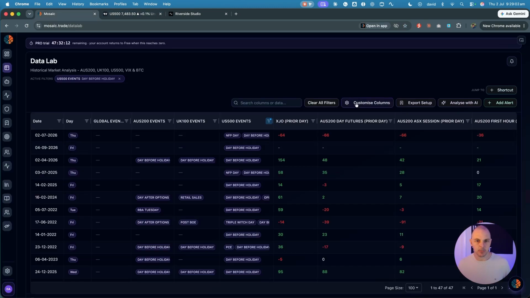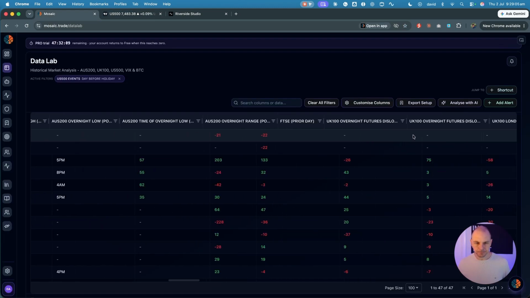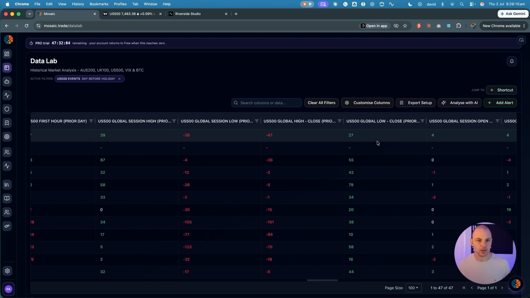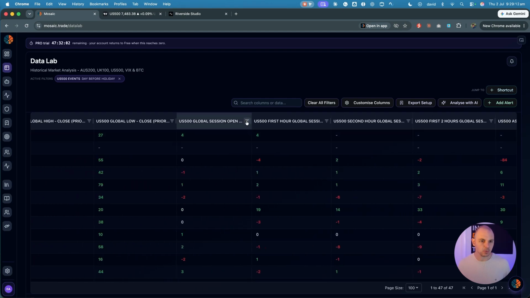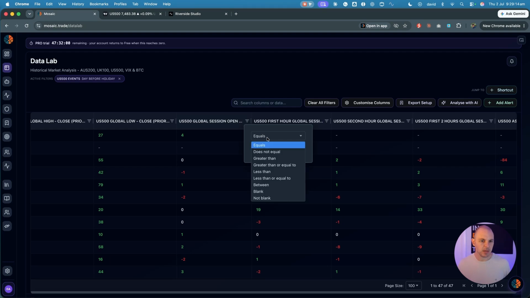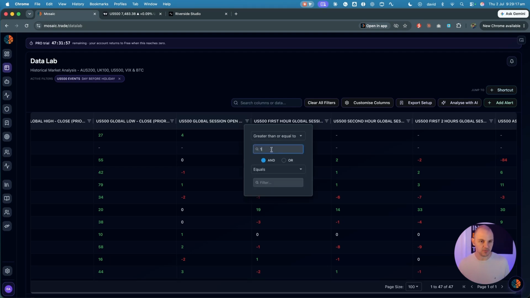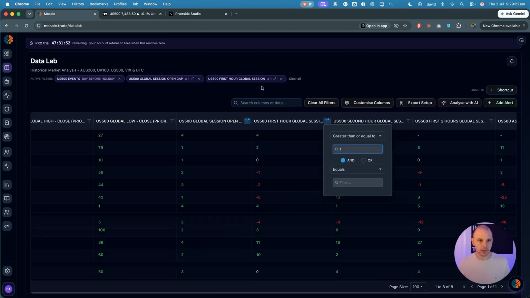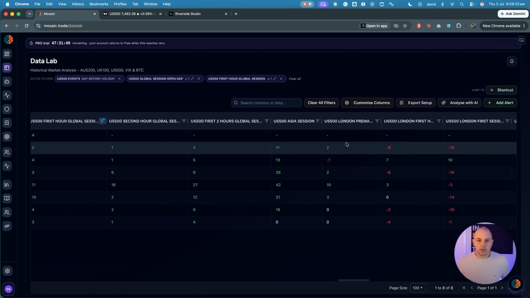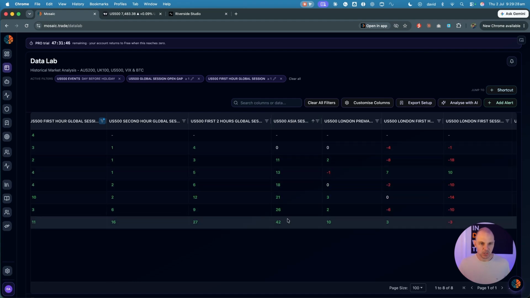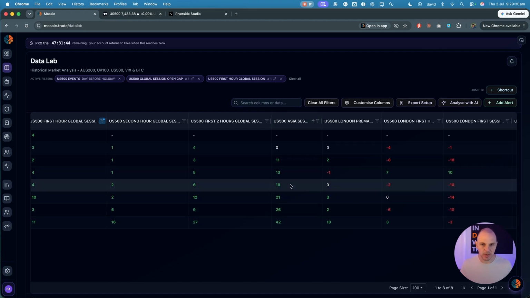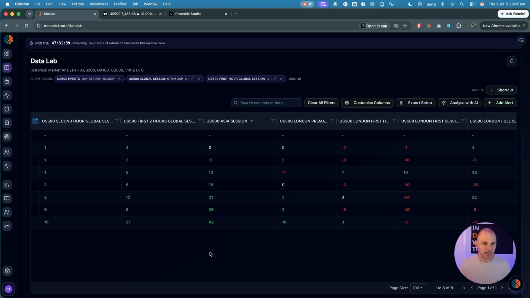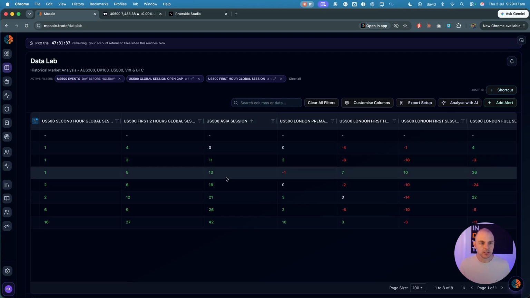I was just having a play around before to see what happens when that has occurred in the past. So as an example, let's do day before holiday when we've had a positive open gap and the first hour is also green. Just having a look through the data, what stands out to me is the Asia session: 8 out of 8, flat or higher.